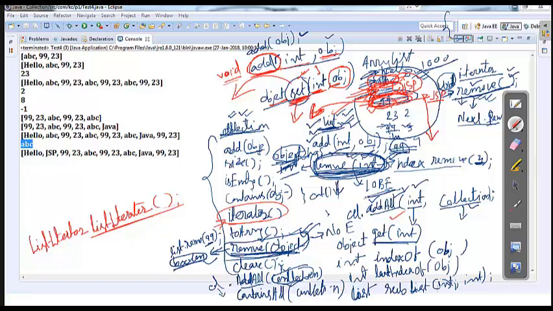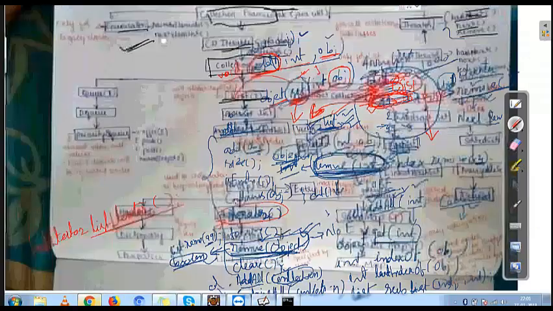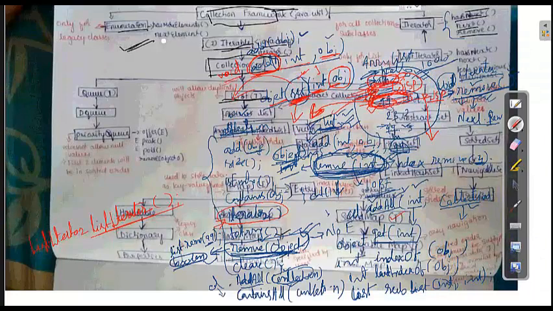Come back to our diagram. Here you can see list iterator is this one. This is a type of iterator. When will you get an iterator? You will get an iterator when you apply the iterator function. Where is the iterator function? In the iterable interface. When you apply the iterator function, it returns an object of type iterator. But in the list you have a function which is list iterator. This returns an object of type list iterator.